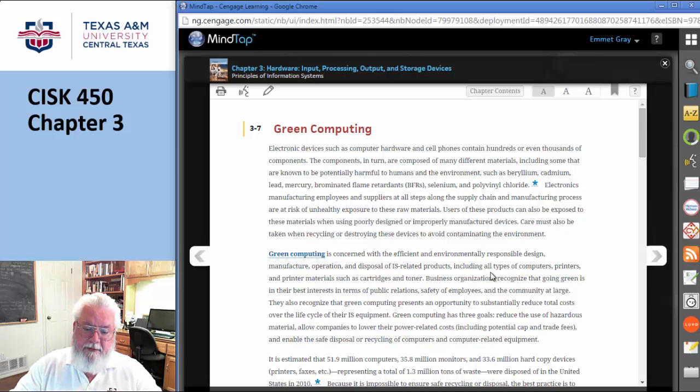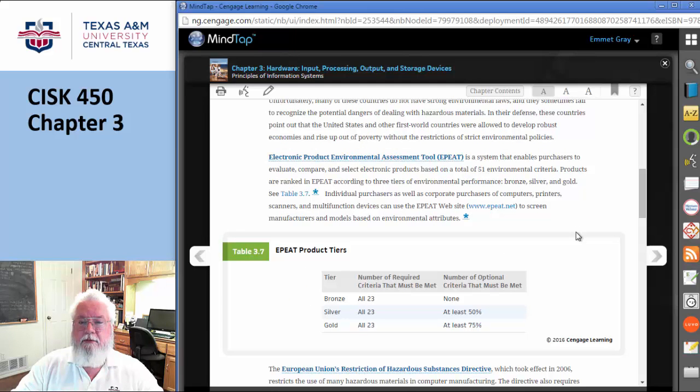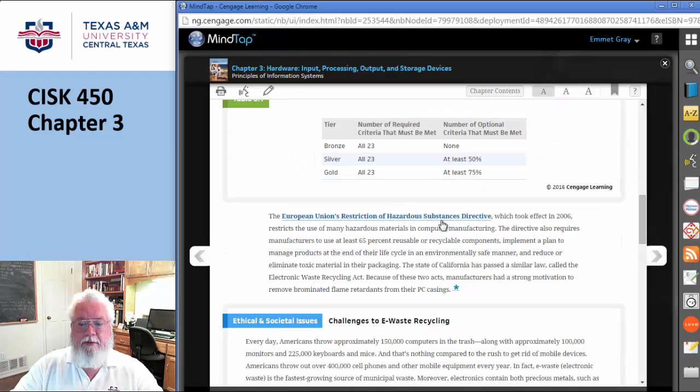And then lastly is energy use. These devices can consume an awful lot of energy. There's this thing, the Electronic Product Environmental Assessment Tool, and the European Union uses this a lot. We don't quite as much. They basically give you these 23 categories. I just mentioned a few. There are 23 categories of these things, and if you meet them, you can be bronze, silver, or gold, depending on how well you're doing.